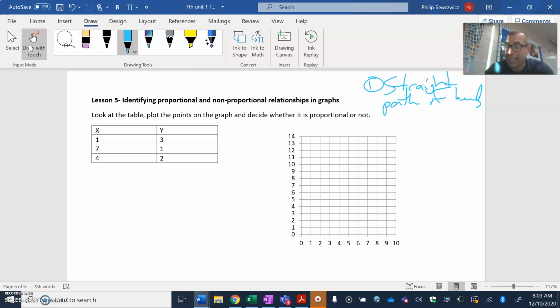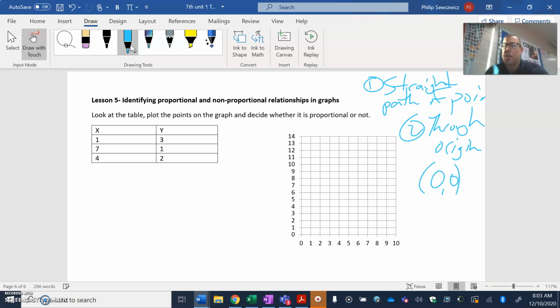I said no bending, so I wrote down the word bend there. Let me get that out of here. Straight path of points. All right. And then the other requirement is it needs to go through the origin. And remember, your origin is the ordered pair of 0, 0. So if those two things hit, congratulations, it's proportional.